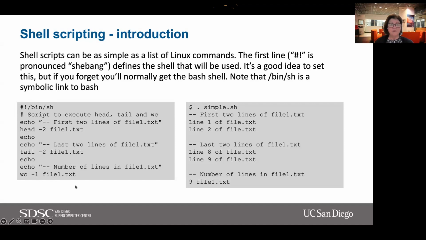So here we're just going to execute, and here's an echo, which means print out this string, and it says first two lines of file1.txt, head -2 file1.txt, echo prints a blank line, and then echo the last two lines, tail -2, and then echo number of lines, pipe the file contents into word count and print it out. So here we're running the simple shell script: first two lines, line 1, line 2, last two lines, line 8, line 9, and there's 9 lines. So it's pretty simple. You should be able to copy this and make it work on any shell that you log into.